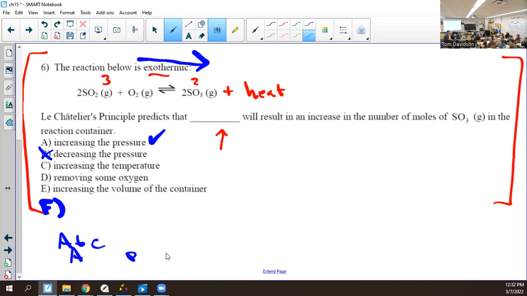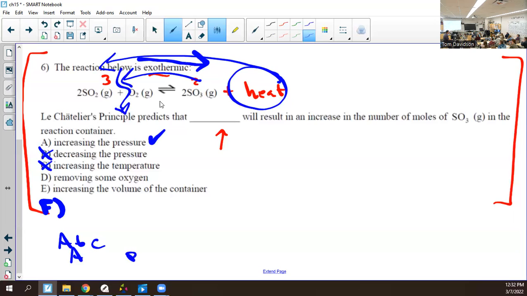A, B, C, D, F, G. Okay. Increasing the temperature, I would circle the heat term. If I increase, I go away, which is not what I want. Removing oxygen, if this side goes down, it shifts towards the side I removed from. So that's not what I want to happen. Increasing the volume is just the same as decreasing the pressure, right? Okay, you got this one. Not too bad.